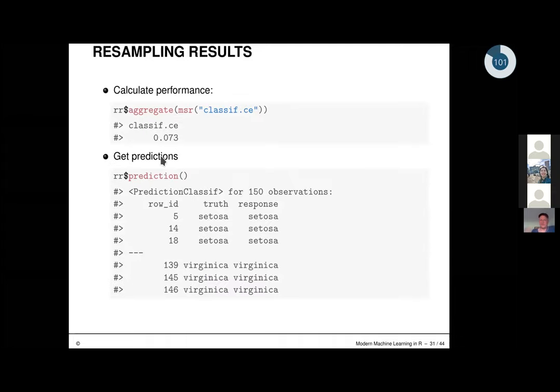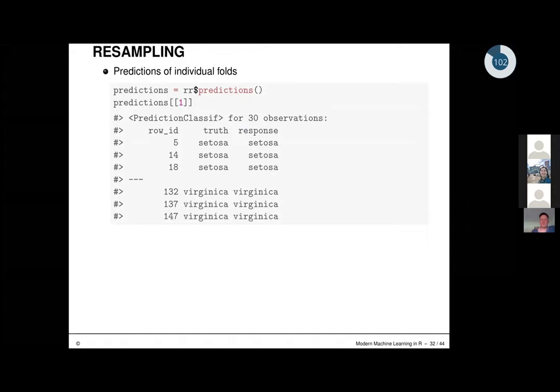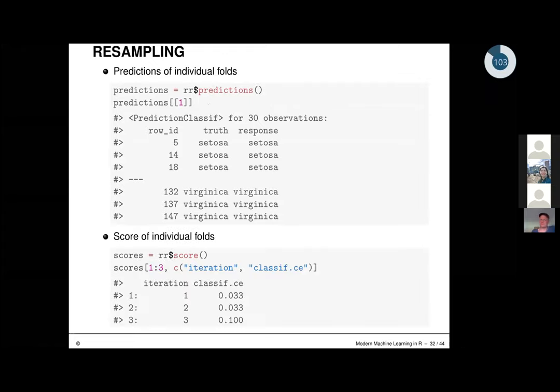You can access the prediction, the merged prediction over all resampling iterations. You can also access individual predictions per resampling iteration. This is a list of prediction objects here. This first one, for example. You can also calculate scores for these resampling iterations and so on.